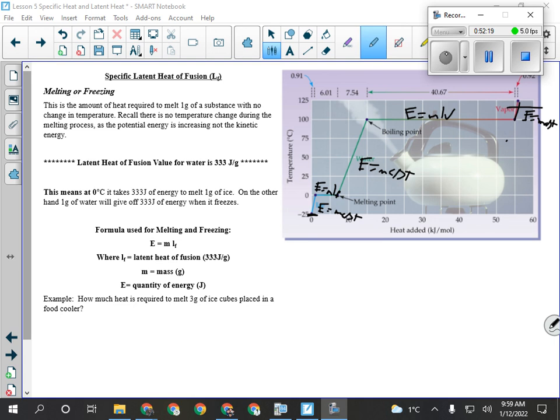Everybody understand what we're doing there? So you have to use MLF if we're talking about melting or freezing. It's easy to remember, F for freezing. And we have to use MLV if we're talking about vaporization, V for vaporization or condensation.